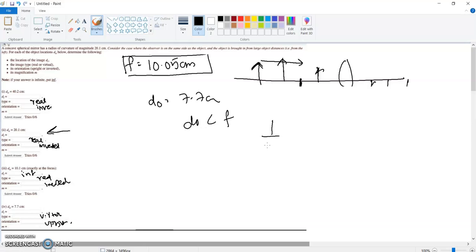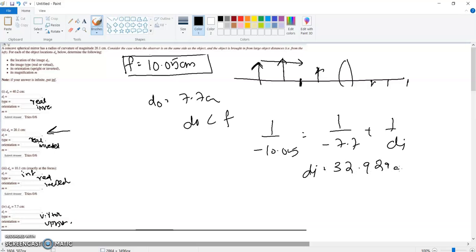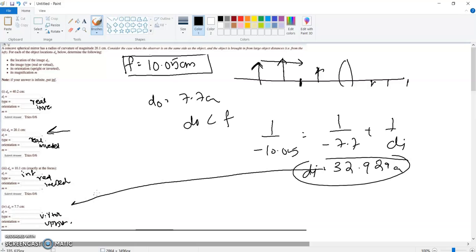For calculations, I'm going to say it's 1 over minus 10.05, the focal length, equals 1 over minus 7.7, the object distance, plus 1 over the distance of image. So that turns out to be 1 over minus 10.05 plus 1 over 7.7. So your image distance turned out to be at 32.929 centimeters. You can use that as an answer over here.